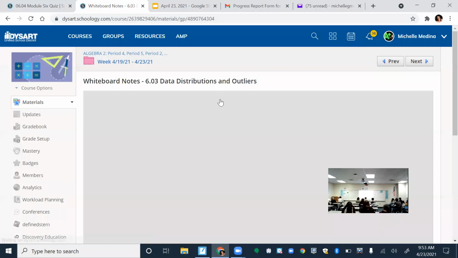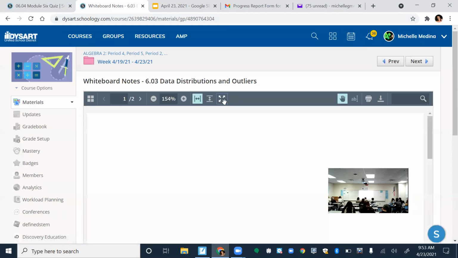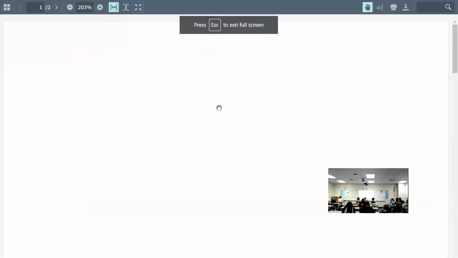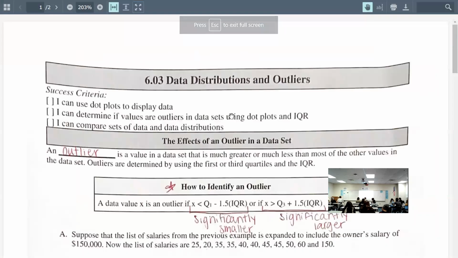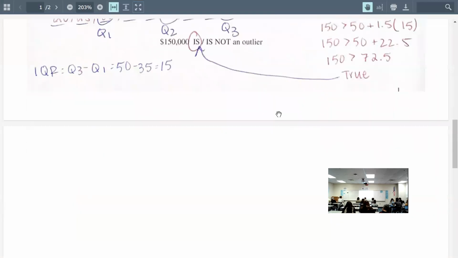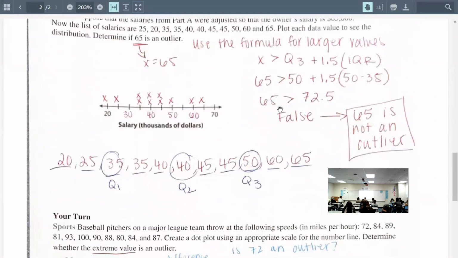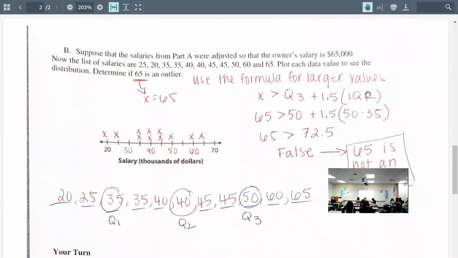All right, so you guys are correct. It is not an outlier, and that is shown right here in case you got stuck or you got a different answer. So yes, you use the same formula that we did in the last problem because 65 is greater than the rest of the data set. So it's for larger values, that formula.